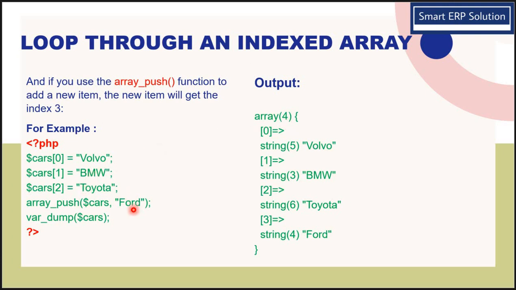1, 2, 3, the 4th will be 4. In the 0 position Volvo, in the 1 position BMW, in the 2 position Toyota, and a new item will be added in the 3 position, the 4th. The last position is 2 and a new item will be added in the next position. After 2, 3 will be the next position. The 4 will be displayed in the 3 position.